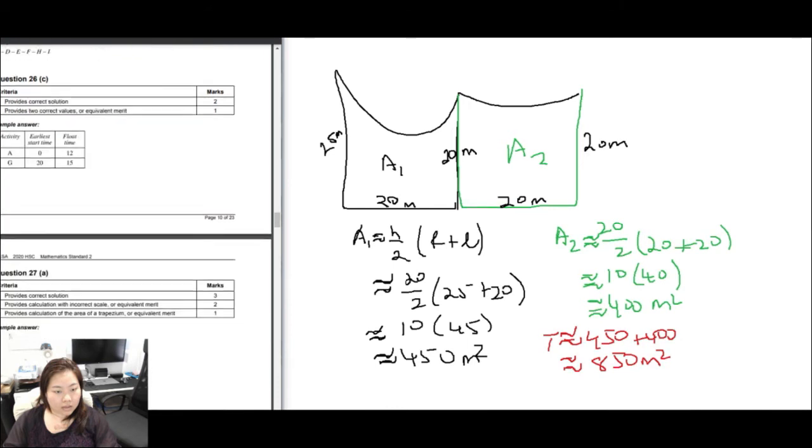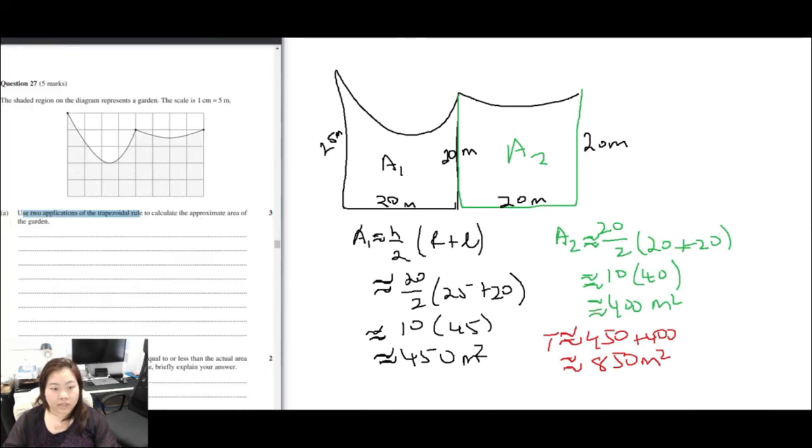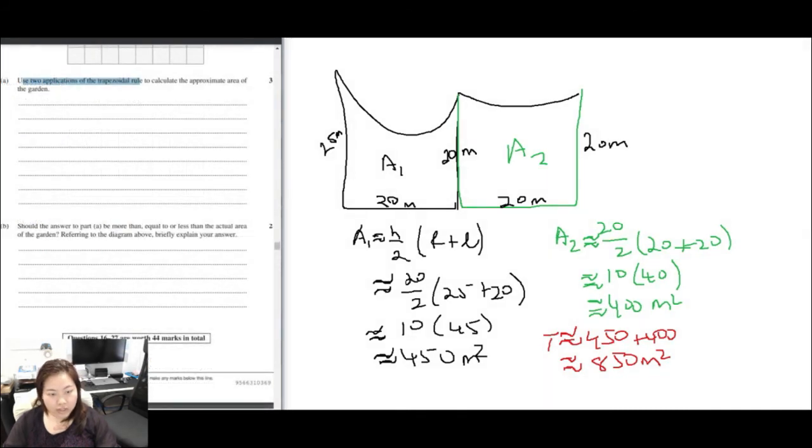C, 850 square meters. Very good. B, should the answer to part A be more than, equal, or less than the actual area of the garden? Referring to the diagram below, briefly explain your answer.